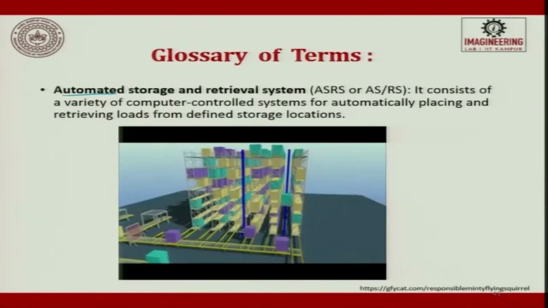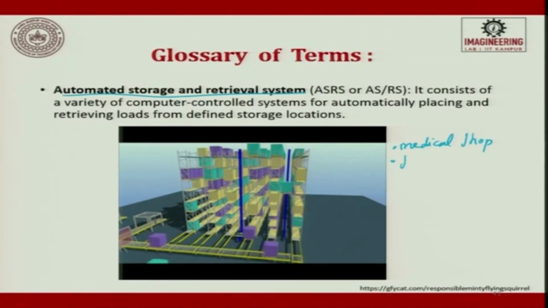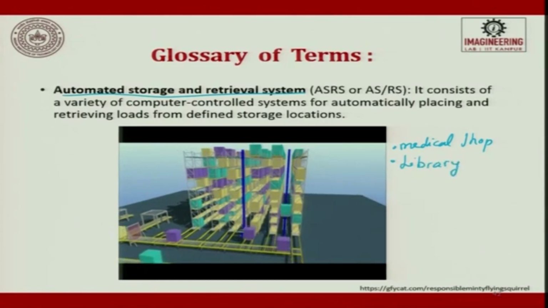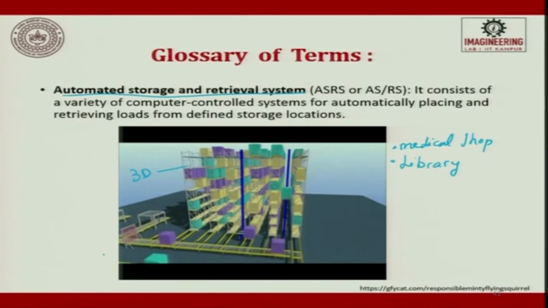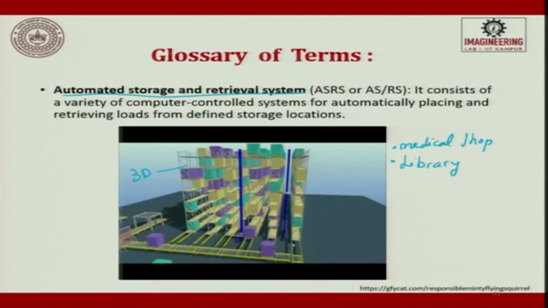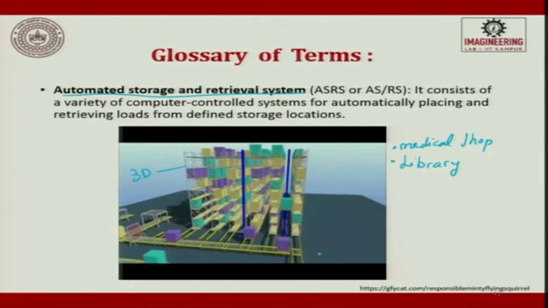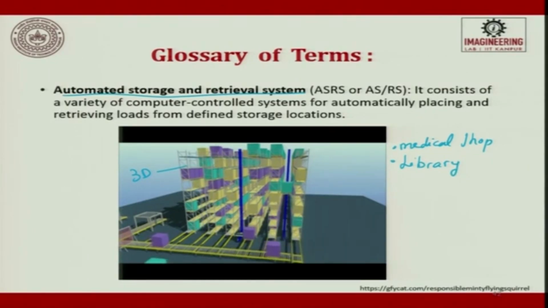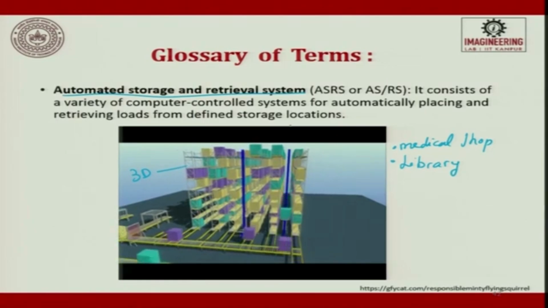When we talk about an automated storage and retrieval system, this is what I gave you an example of, a medical shop or a library I was talking to you about. If you see here, these are all three-dimensional arrays wherein the material is stored. The moment a new material comes in, the part comes and is put on the shuttle. Then you can take it for production, or you can store it for the warehouse. It consists of a variety of computer control systems for automatically placing and retrieving load from a predefined storage space. For this also the computer plays a very important role. ASRS is the automatic storage and retrieval system.